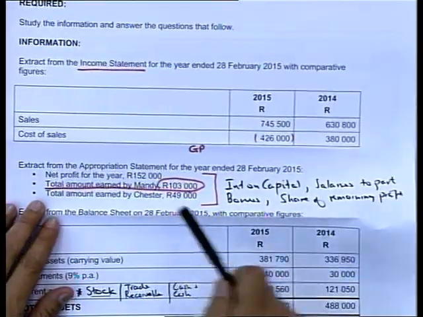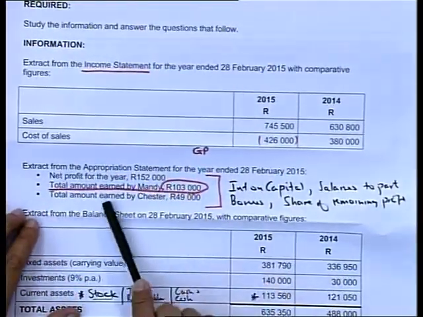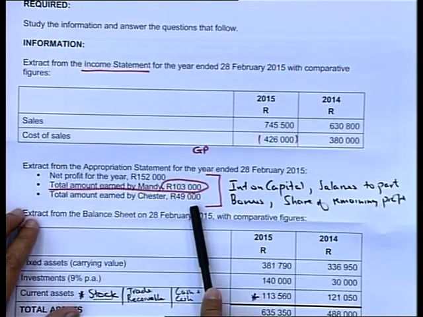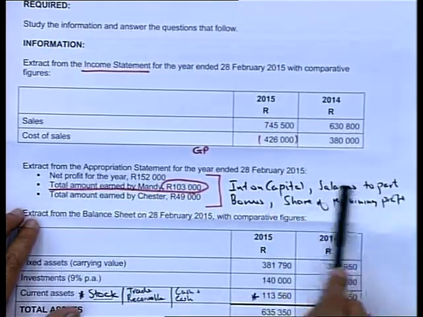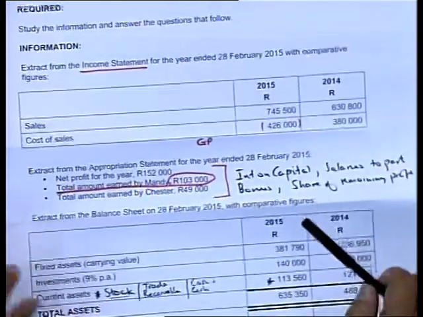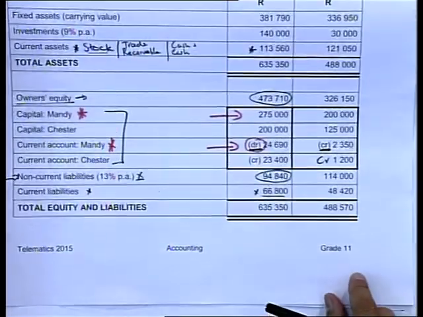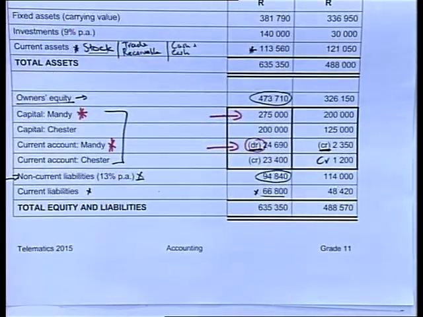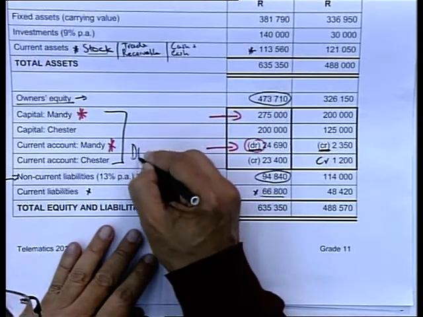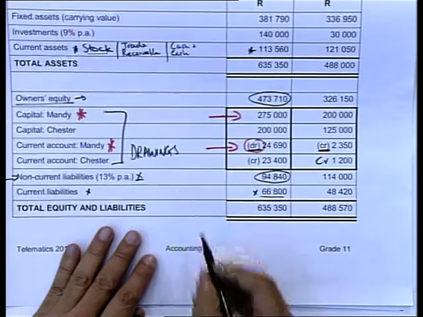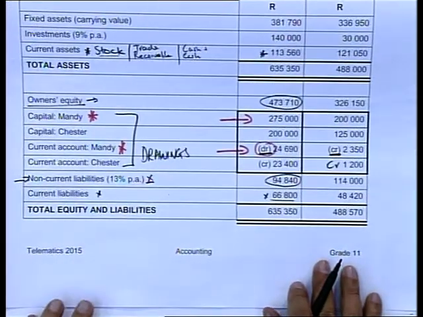Okay, here we go. That is the information. It says Mandy is earning so much and Chester is earning so much. Remember, the earnings are coming from the bonuses, the share of the profit. Then also it says that her drawings are having a negative effect. Right? So where do we find the drawings? The drawings will be in the current accounts. Okay? The drawings are normally in the current accounts.